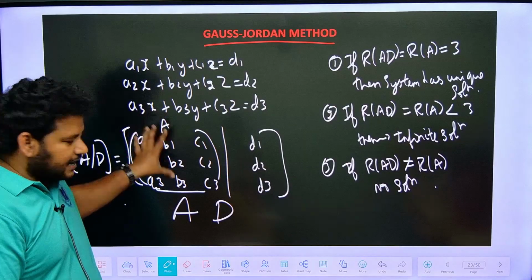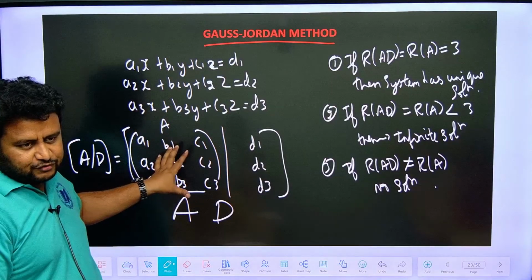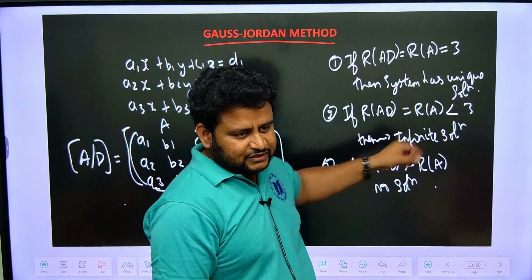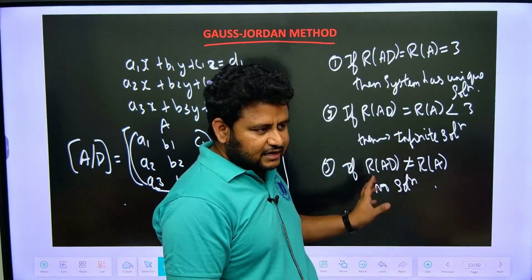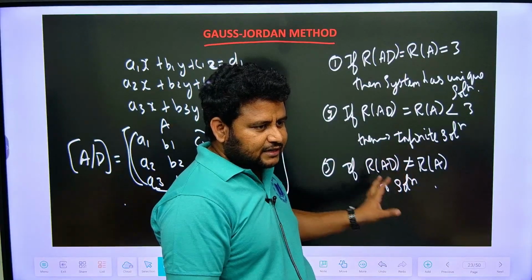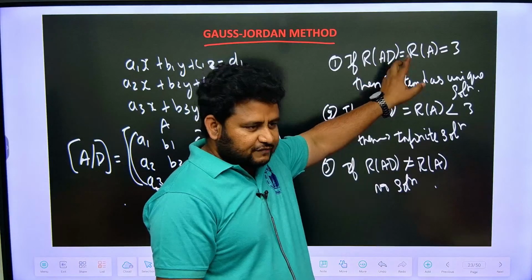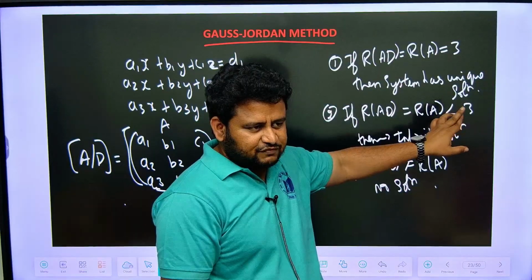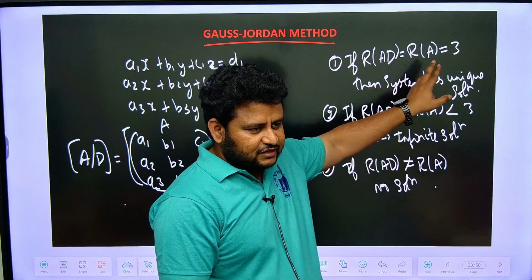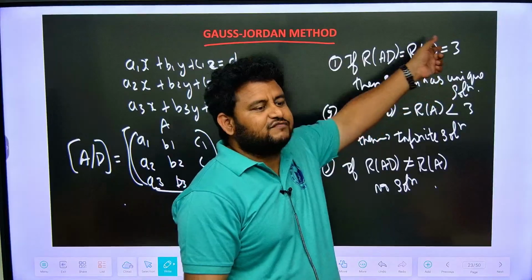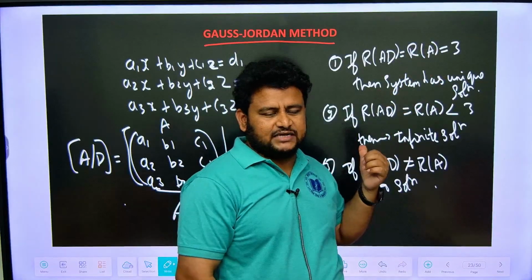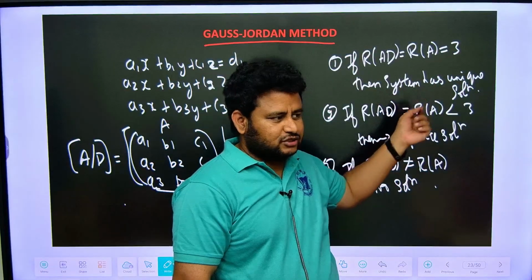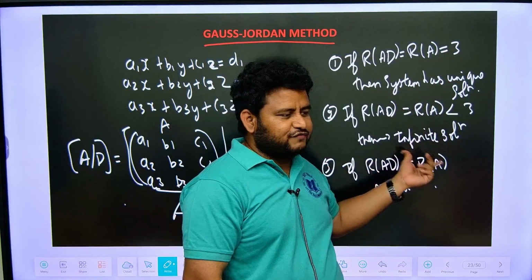So you have to compare the rank of A and the rank of AD. If it is not equal, directly write no solution. If the rank of AD and the rank of A come equal, then definitely there can be a solution: either a unique solution or infinitely many solutions. If the rank is equal to the order of the matrix A, which is 3 cross 3, that is 3, then we will have a unique solution. If it is less than 3, it will have infinitely many solutions.